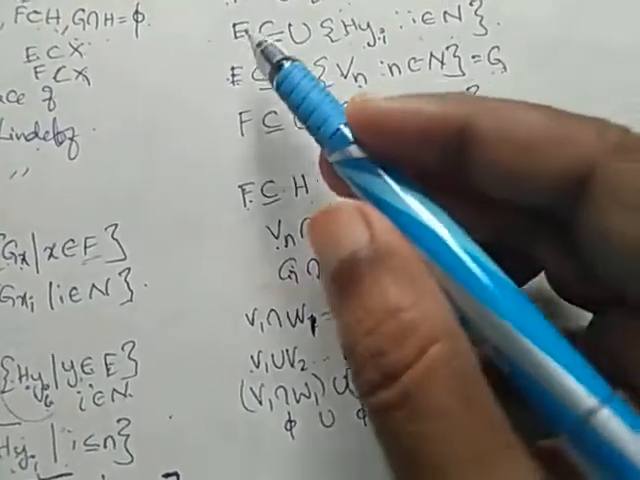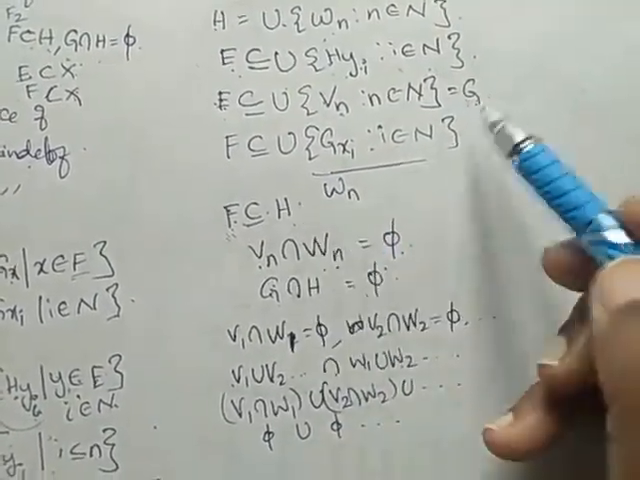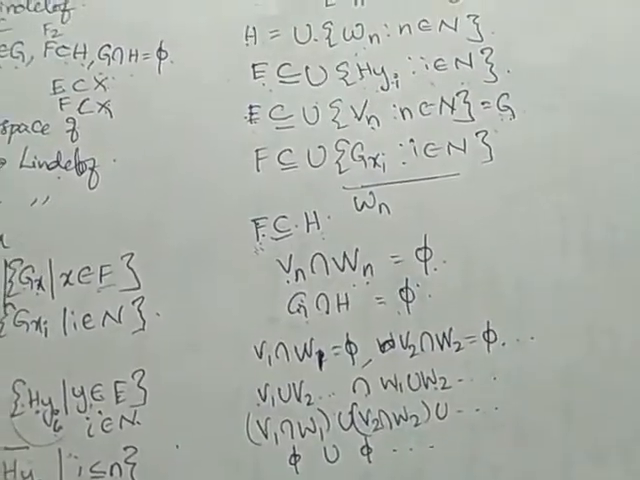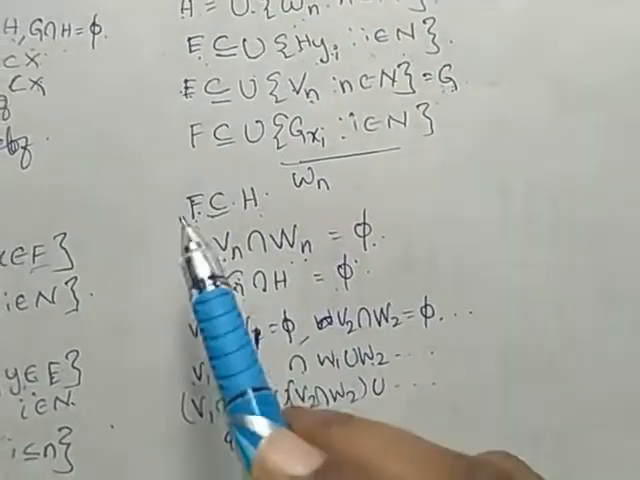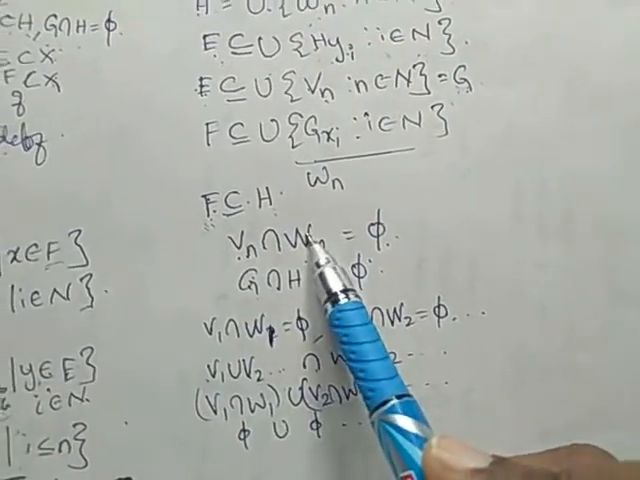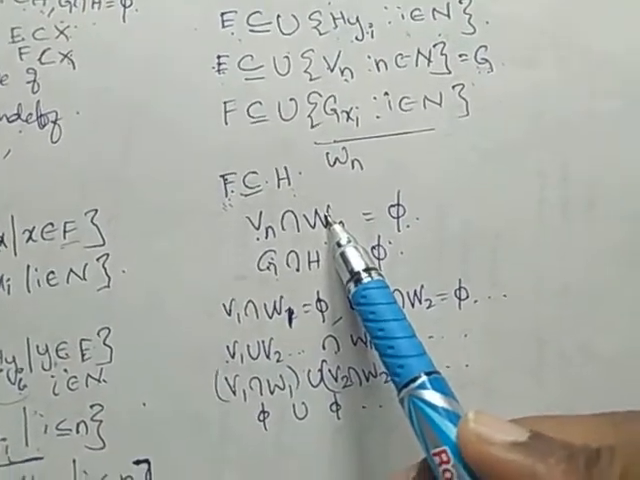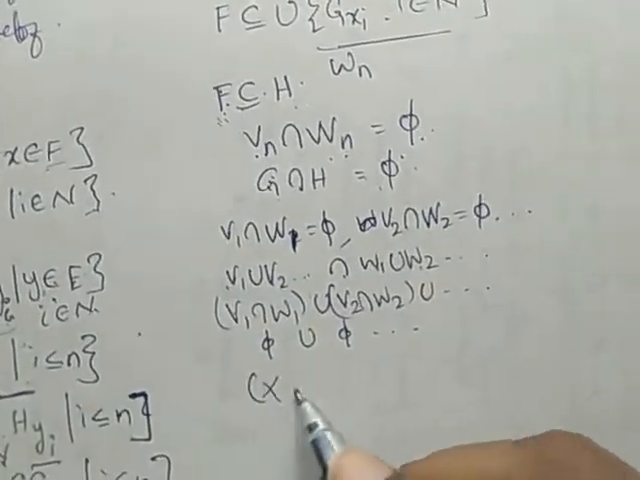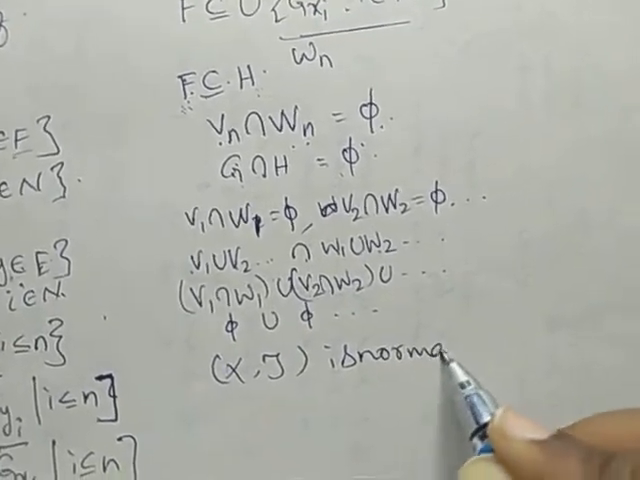Therefore, for two disjoint closed sets E and F, there exist two disjoint open sets G and H such that E is a subset of G, F is a subset of H. Therefore, this space is a normal space. Therefore, (X, tau) is normal. That's what we have to prove.